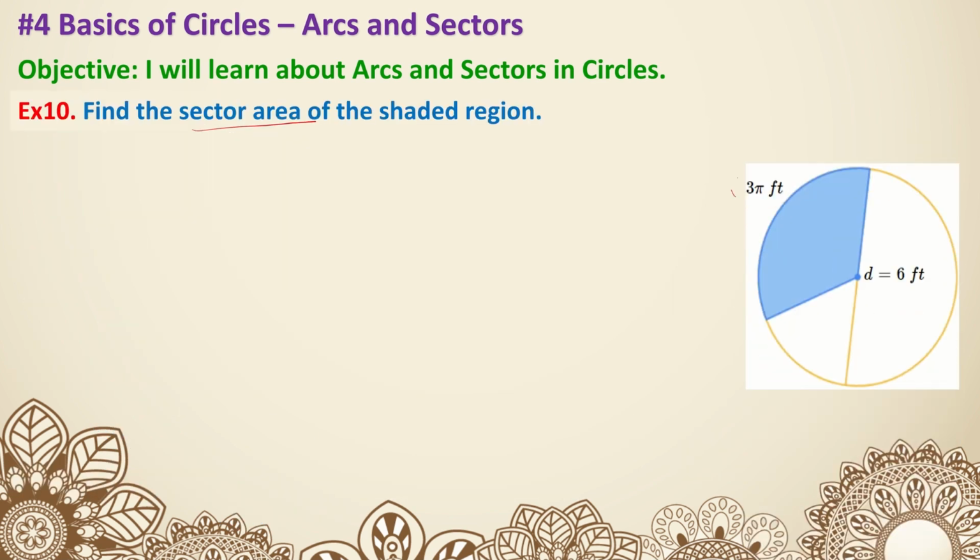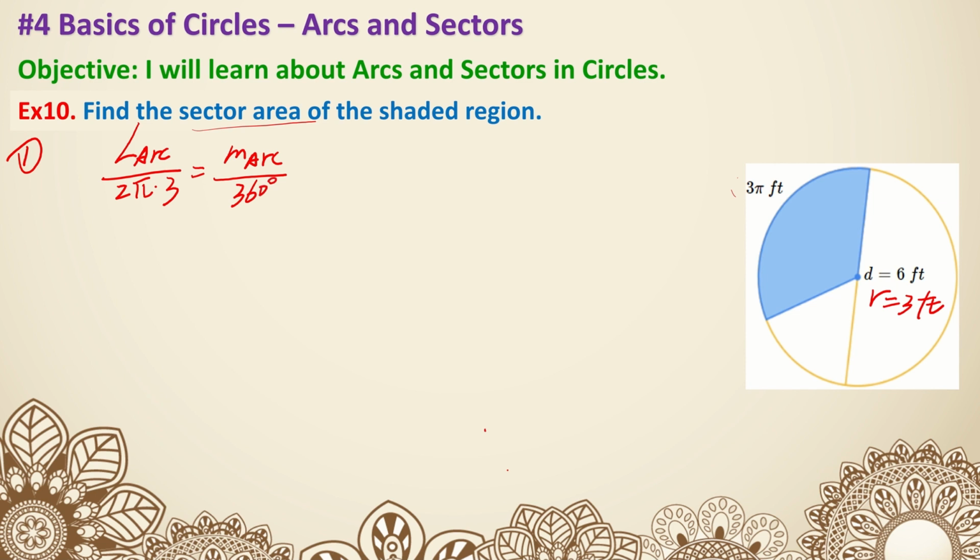Example 10 is basically going backwards. You're given the arc length and are asked to find the sector area. So I'm still going to use all 3 methods. The first method, again, is to find that central angle. Here's the setup. This question is giving you the arc length, so it's the arc length over 2 pi times r. In this case, d is 6, so that means r is 3 as well. So it's 2 pi times 3. That equals the measure of the arc over 360 degrees.